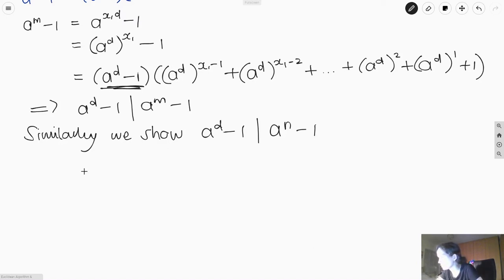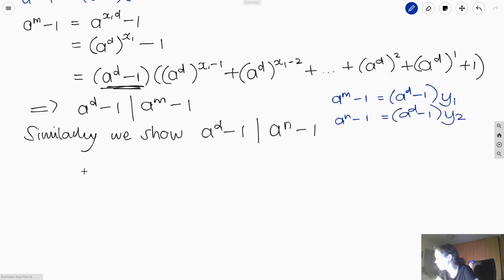So what these two expressions mean, in other words, is that a to the power of m minus 1 is going to equal a to the power of d minus 1 times some y1, and a to the power of n minus 1 is going to equal a to the power of d minus 1 times some y2. So these two are some integers.